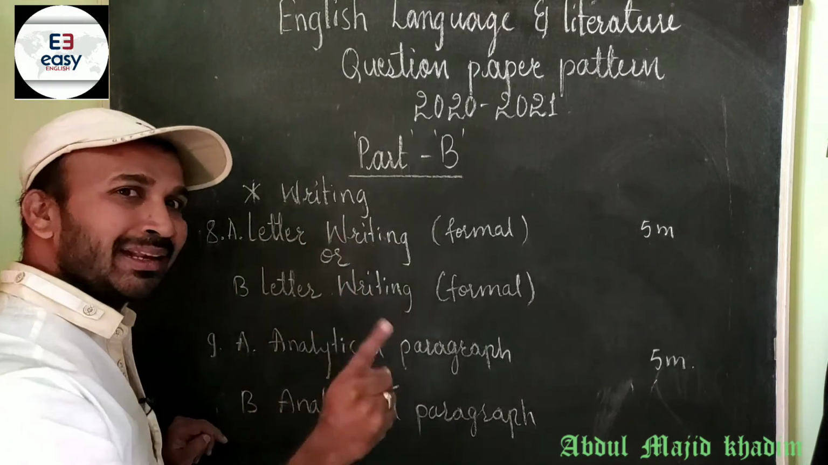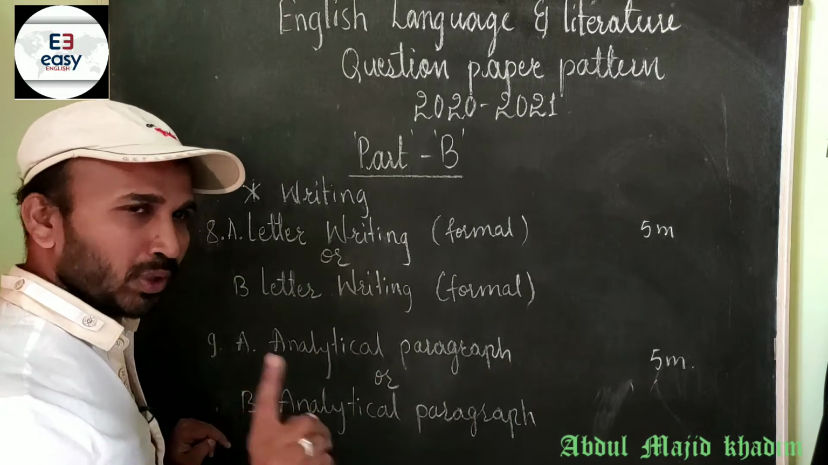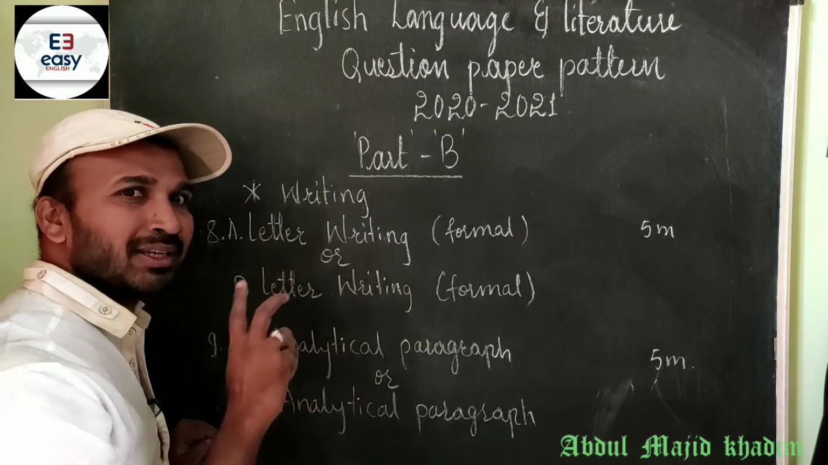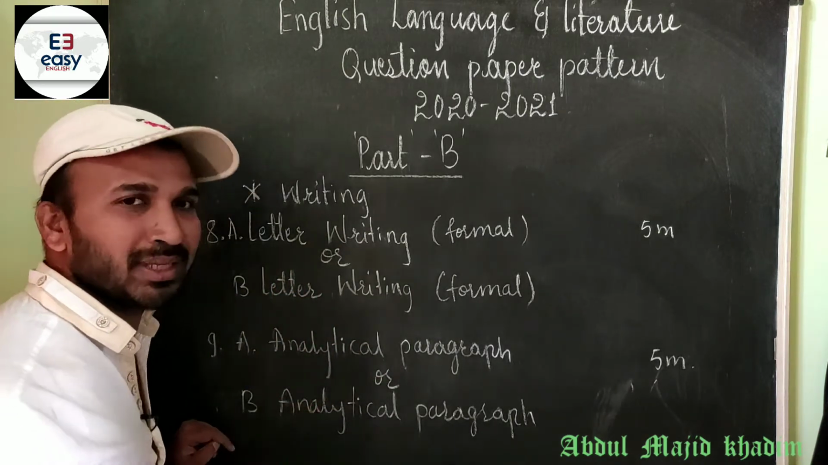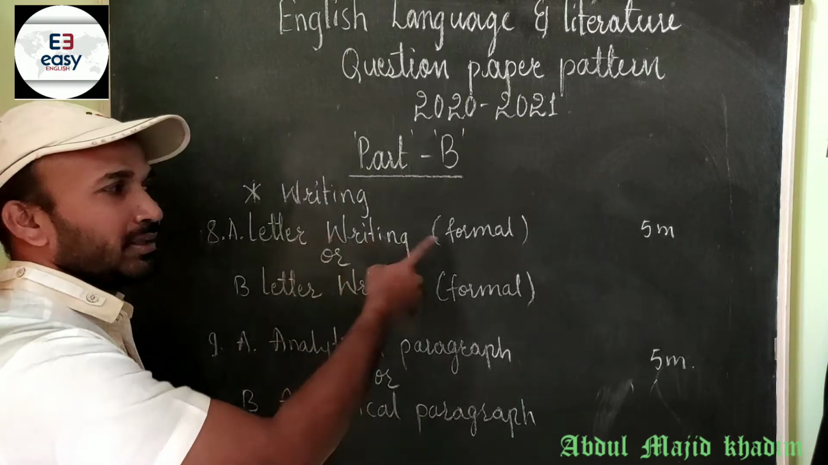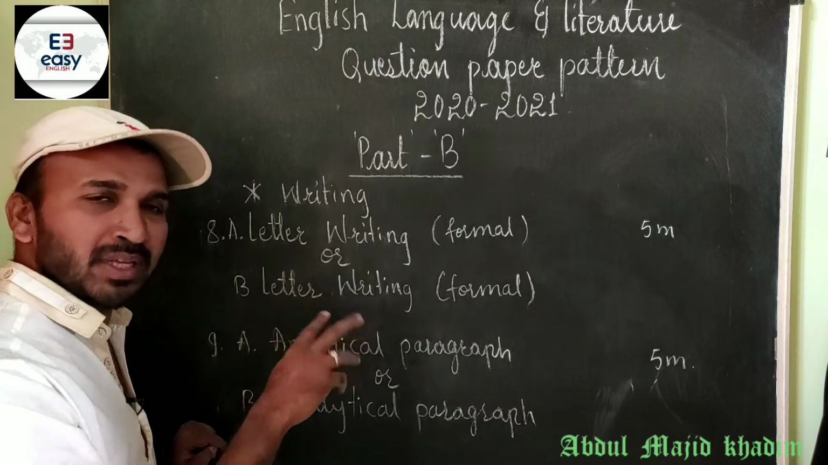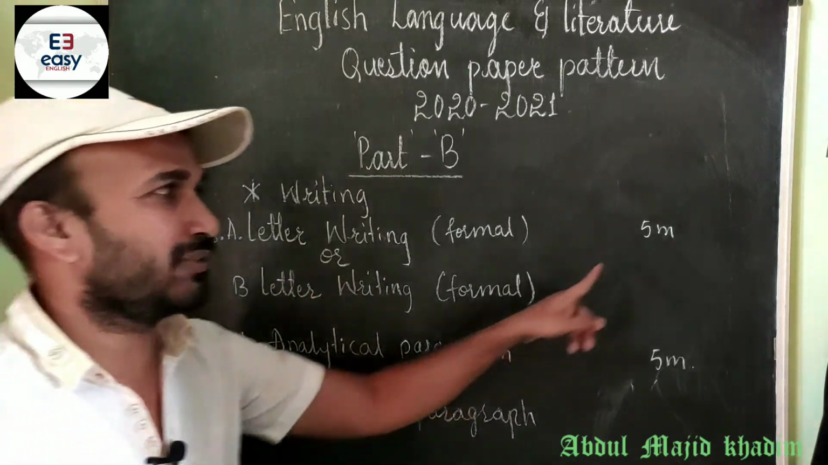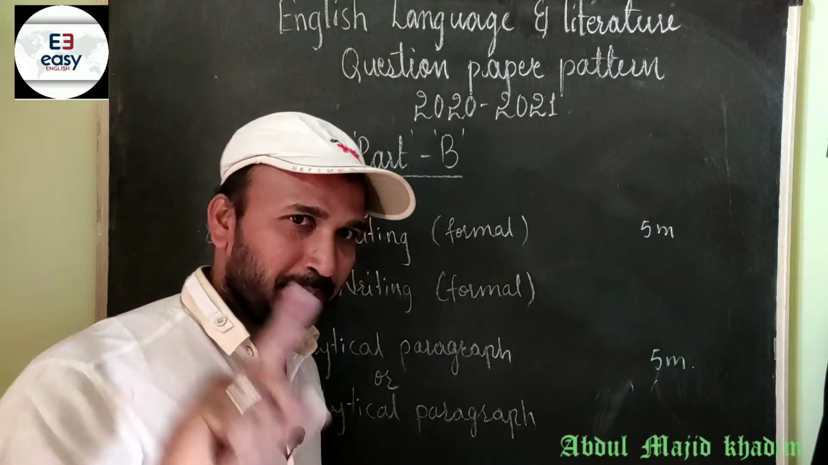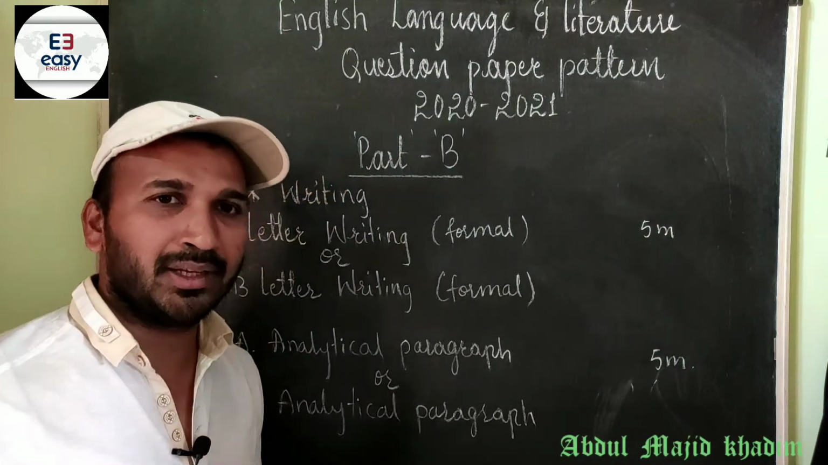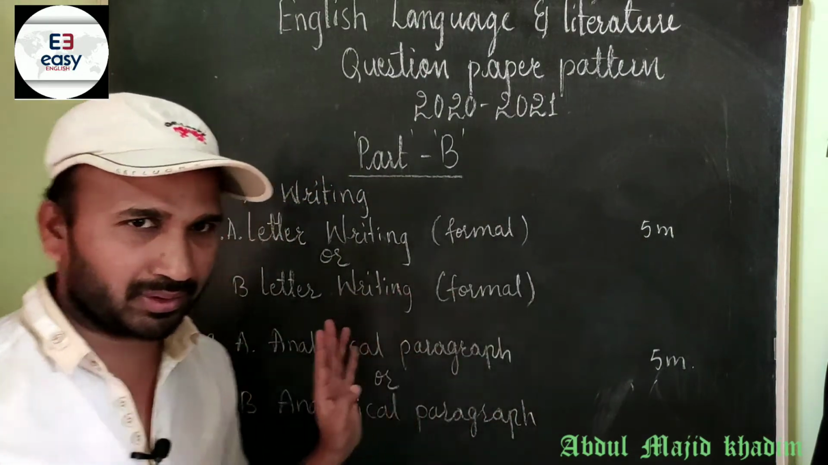You have to select any one letter. Whichever you feel you can write better, that letter you must select. One letter is a formal letter, and the second letter is also a formal letter. So select any one, and it will carry only 5 marks. Previously it was for 8 marks, but this time it is a 5 mark question.